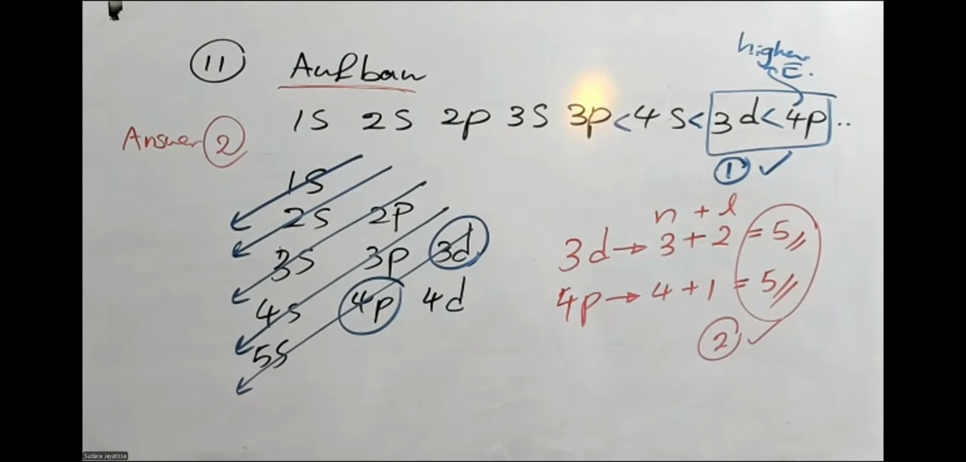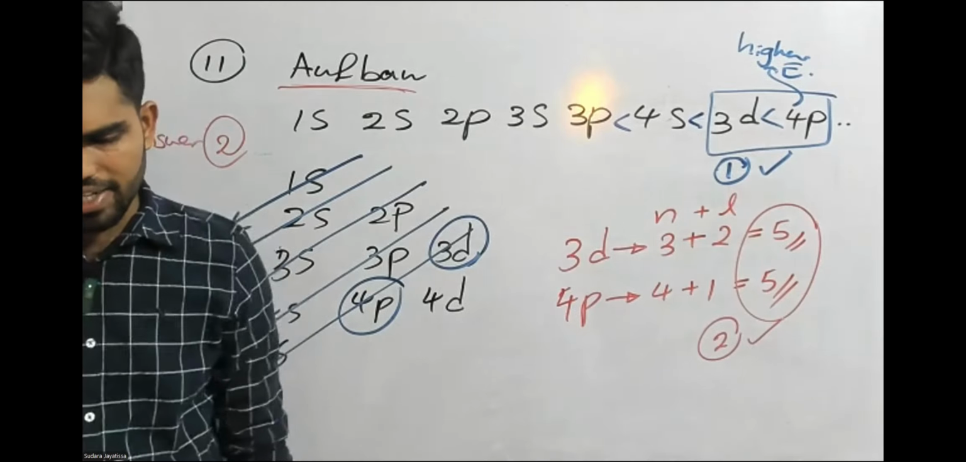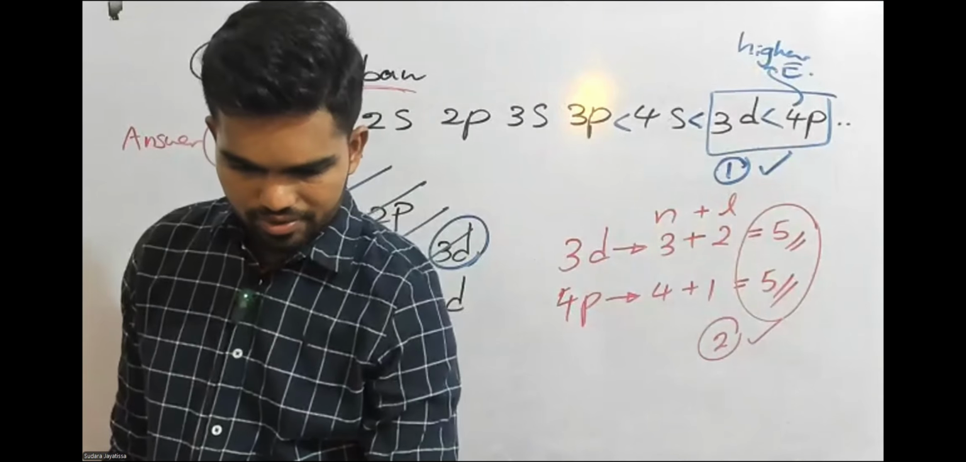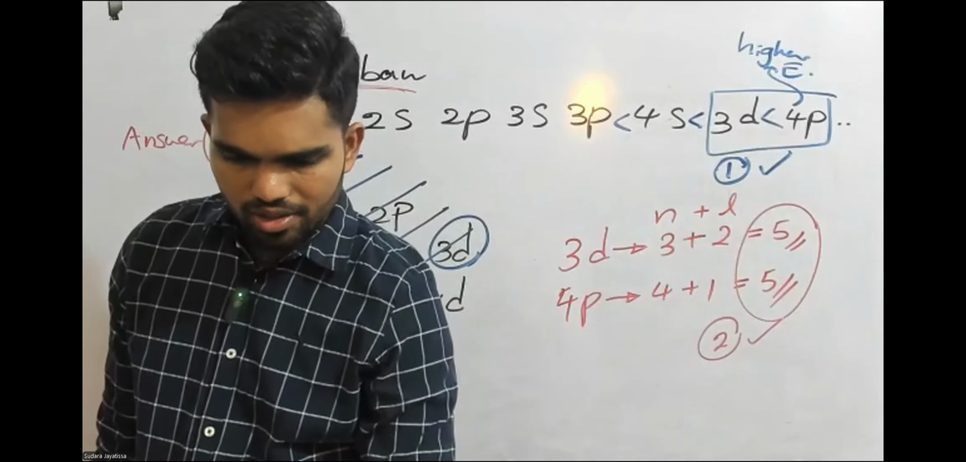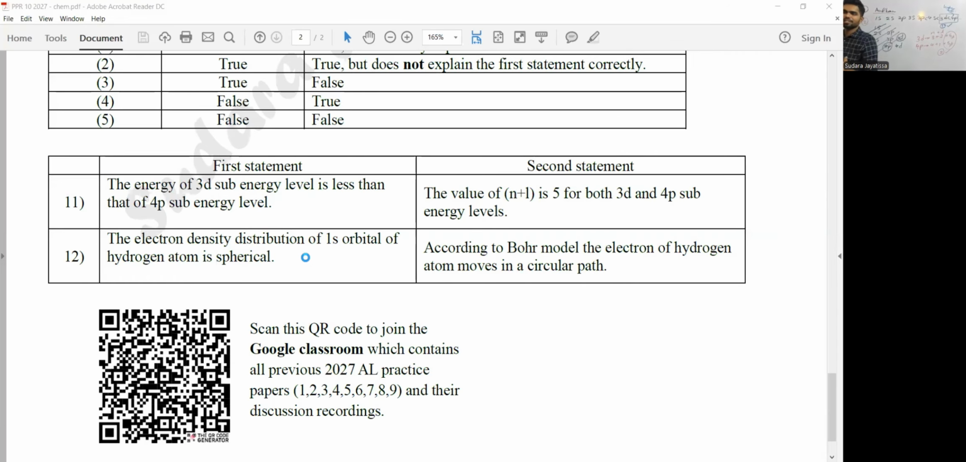Now let's go to the last question, the 12th one. The electron density distribution of the 1s orbital of a hydrogen atom is spherical. That is true, no? Because we know certain electrons will have certain shapes for their electron distributions. For example, any s orbital will have a spherical cloud. P orbitals will have dumbbell shaped clouds. D orbitals have different shapes, right? Like that, for hydrogen, this statement is correct.